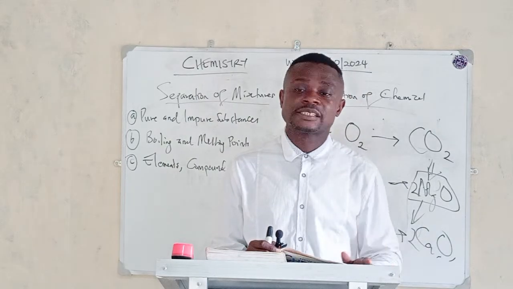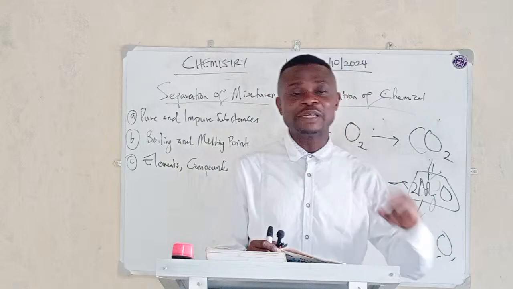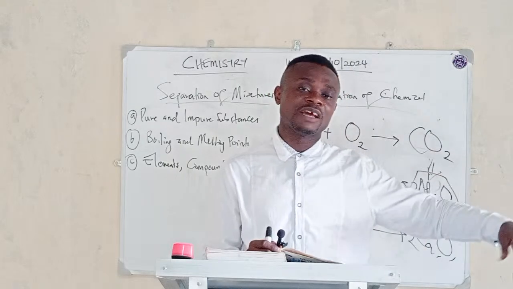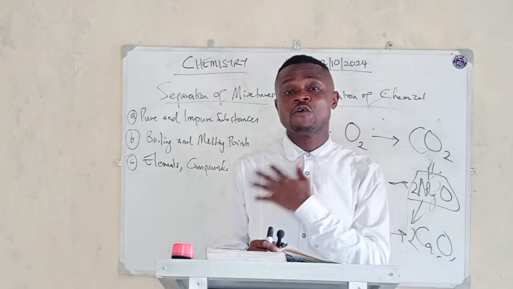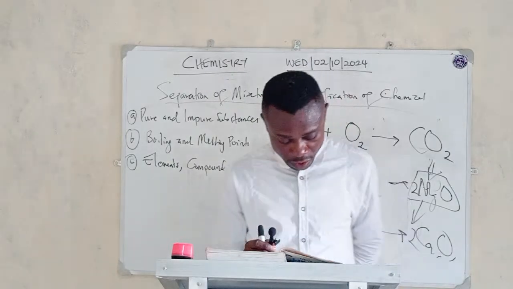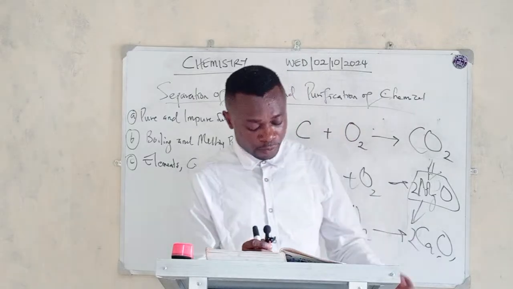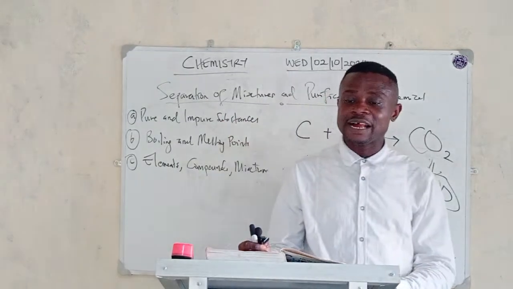Sodium reacts with oxygen, so it will form a basic oxide. So generally, metals, when they react with oxygen, form basic oxides. But when non-metals react with oxygen, they form acidic oxides.